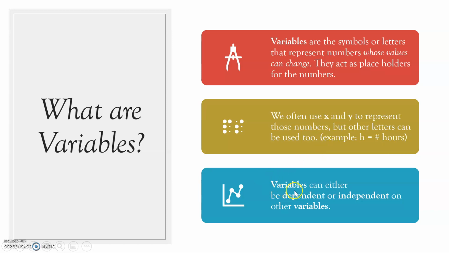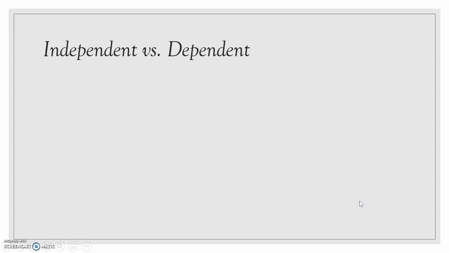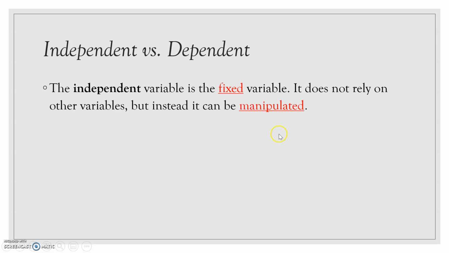The thing that we're going to be talking about today is that variables can either be dependent or independent, and I'll show you what that means. If a variable is independent, that means that it is the fixed variable. It does not rely on any other variables in order to change, but instead it can be manipulated. Make sure you write that down in your notes.